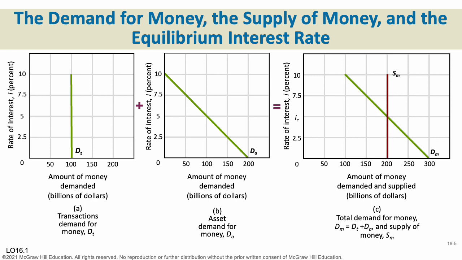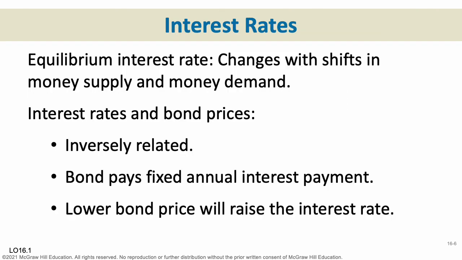If we look at the following charts here, total demand for money is equal to the transactions demand for money plus the asset demand for money. Transactions demand is vertical because it depends on GDP and not interest. And asset demand is related to interest. So as interest goes up, the demand goes down and vice versa. So we'll actually find an equilibrium point for money. It's where these two graphs cross. So your equilibrium interest rate, which is what we saw in the previous slide, that changes with shifts in your money supply and money demand, and interest rates are generally inversely related to bond prices.